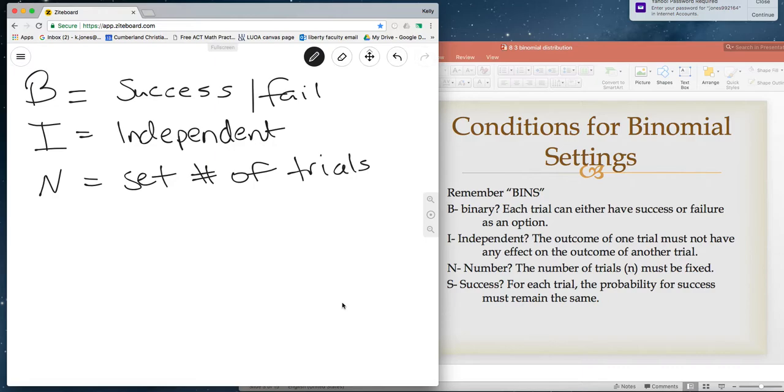So it can't just be go until you get something. It's got to be a predetermined number, like I'm going to shoot it 10 times, or I'm going to roll the dice 4 times, or something like that. And then S, success, the probability of success must be the same.